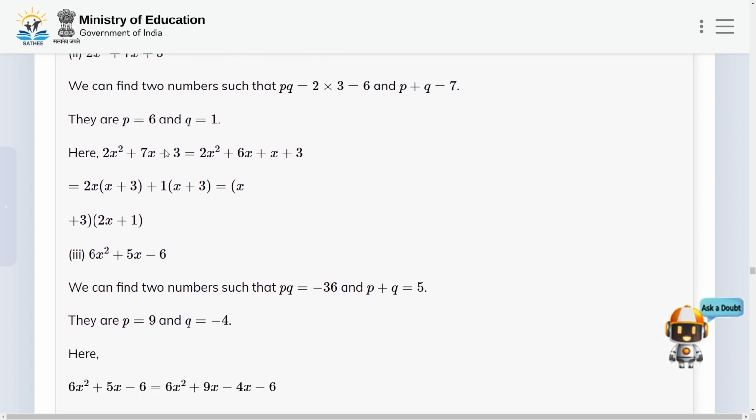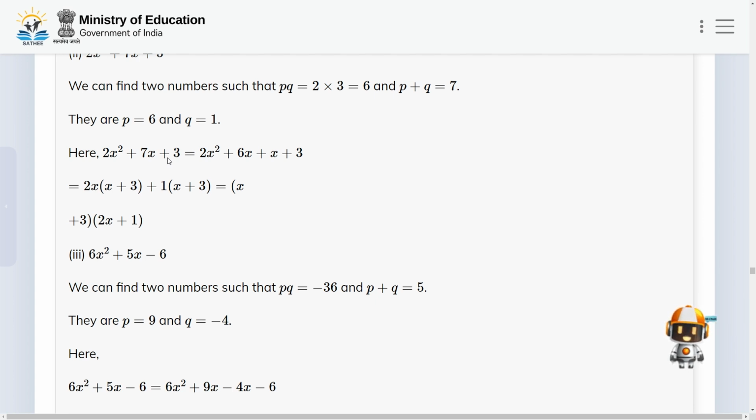So here 2x square plus 7x plus 3 is equal to 2x square plus 6x plus x plus 3. Okay, and this is equal to 2x times x plus 3 plus 1 times x plus 3, that is equal to x plus 3 times 2x plus 1. So the factorization of the quadratic polynomial 2x square plus 7x plus 3 is x plus 3 times 2x plus 1.